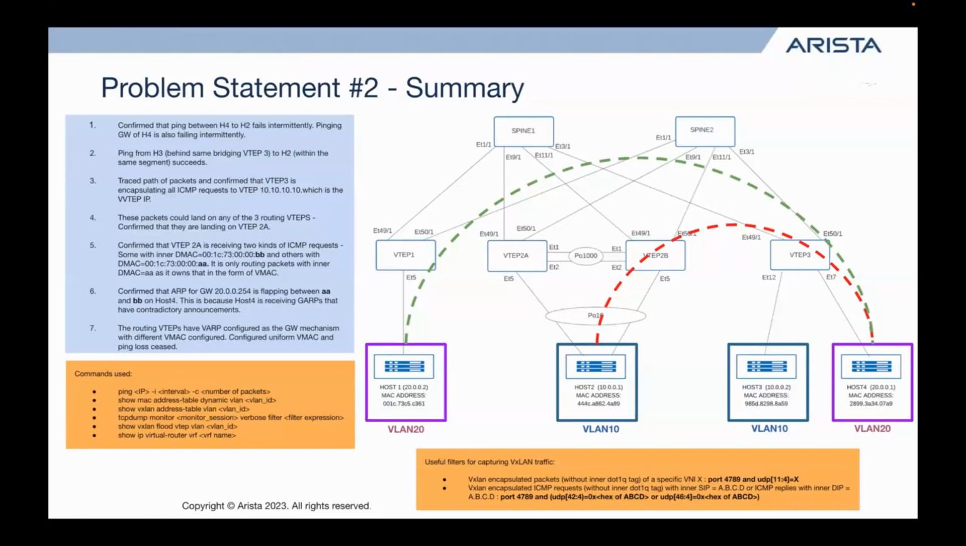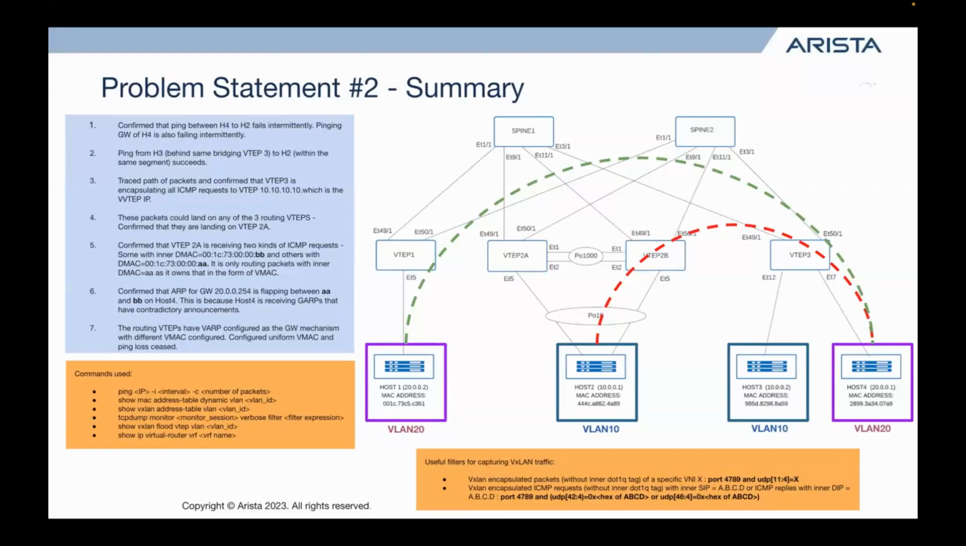We have summarized the list of commands that we used to troubleshoot this issue down here below. And more importantly, beneath the topology diagram, we have a list of all the VxLAN filters that we used in this problem. The highlight here is the UDP slicing that we've used to focus on the VNI, as well as the source IP of the ICMP request and the destination IP of the ICMP reply. You can play around with these for your own troubleshooting.